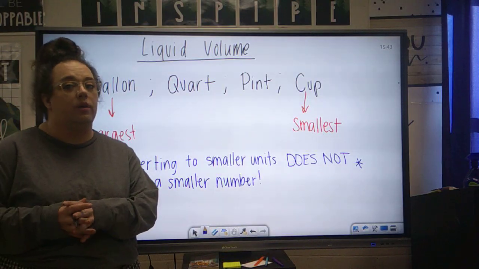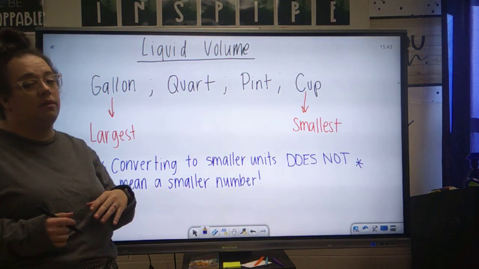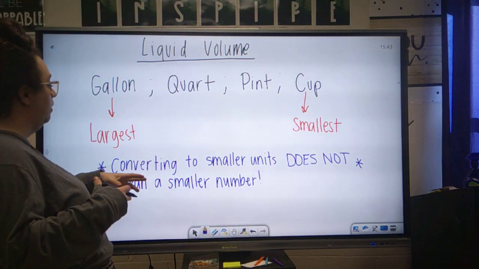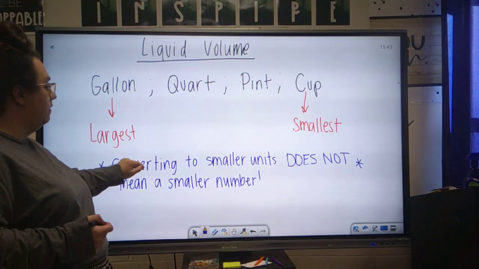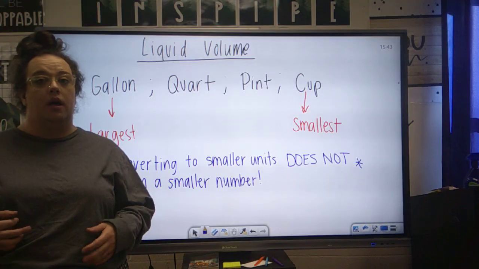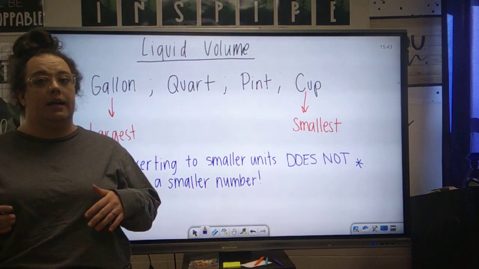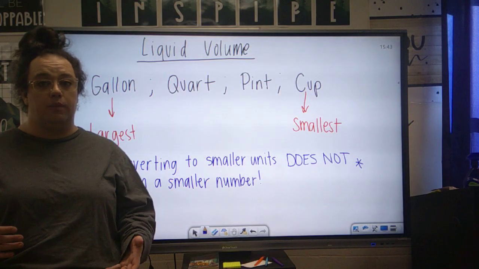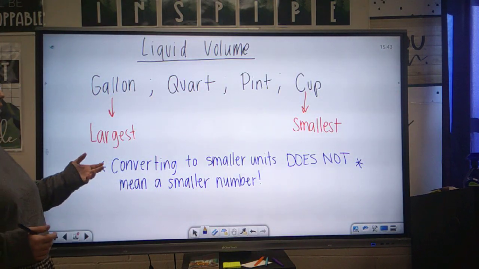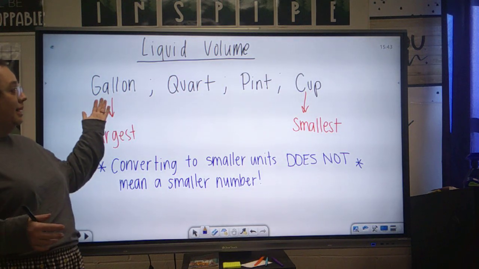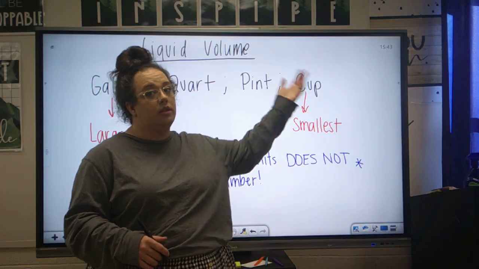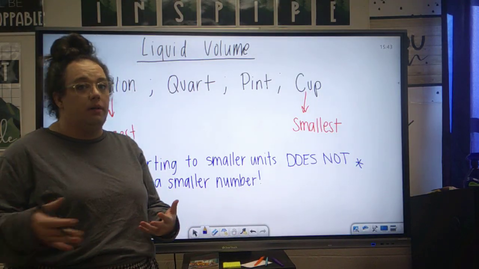In this lesson, we're going to look at converting liquid volume from larger units into smaller units. Something to remember is that converting to smaller units does not mean that you are going to get a smaller number. You are actually going to get a number that is dramatically larger than the number that you started with because your units are getting smaller. So the amount of volume that it would take to make a gallon might be 1, but to make a cup, which is the smallest unit, it's going to take many more cups.